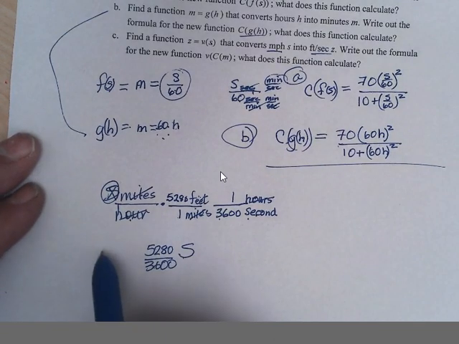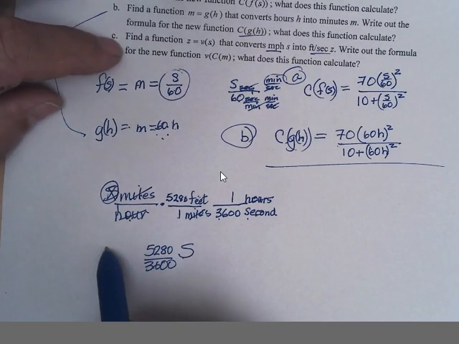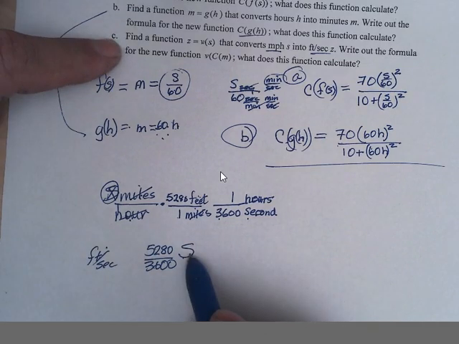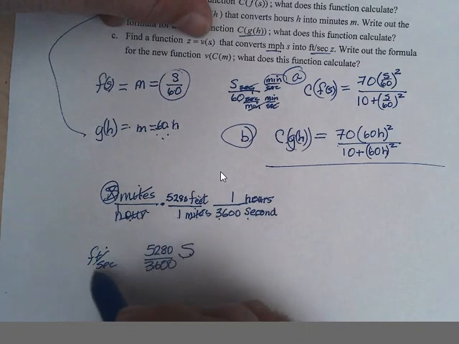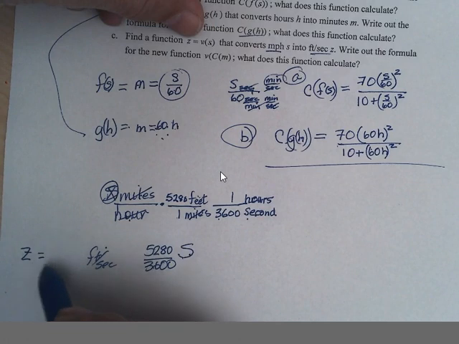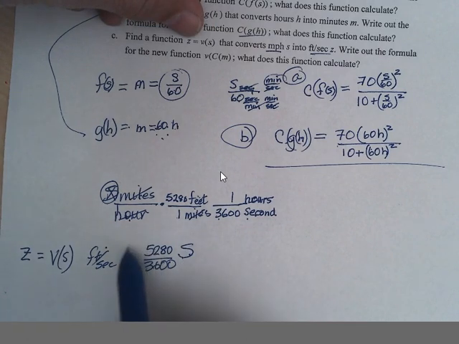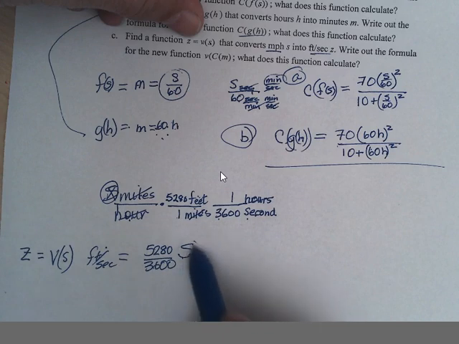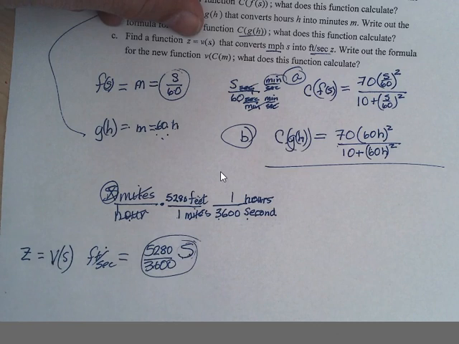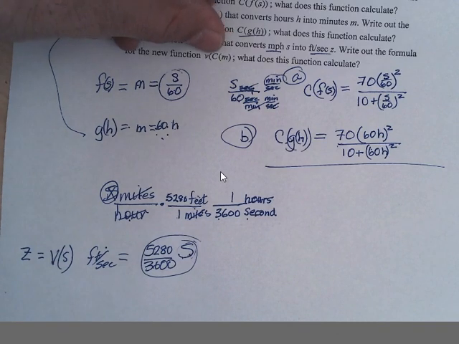So this will give us the feet per second given the miles per hour. And so this is, they call it Z, which is V of S, a function that takes in S and gives the V, the speed in feet per second. And now they say, use that on C of M.